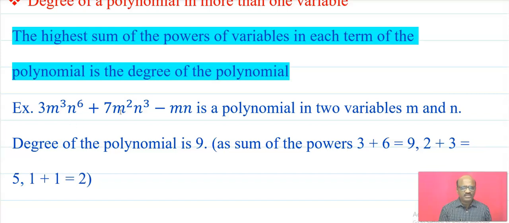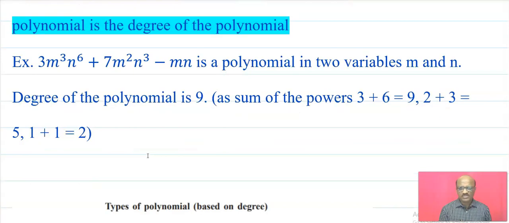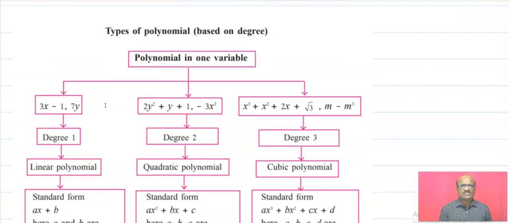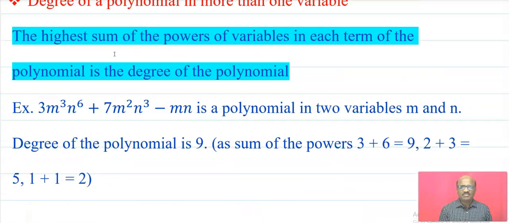What about here? That is m raised to 2, n raised to 3. 2 plus 3 is 5. m raised to 1 and n raised to 1, that is a 2. Therefore, the highest number is 9. Therefore, the degree of this polynomial is 9. 3 plus 6 is a 9. Degree of that one.